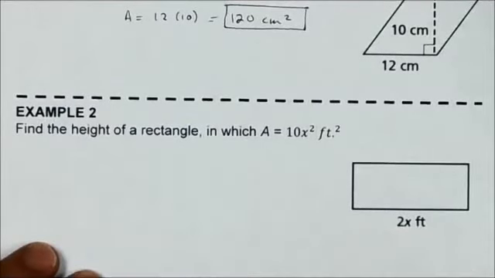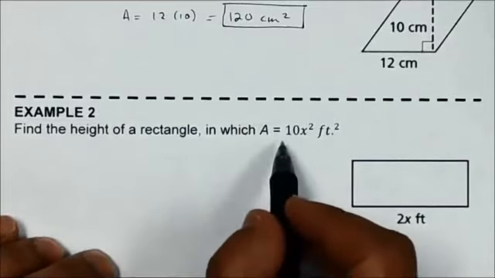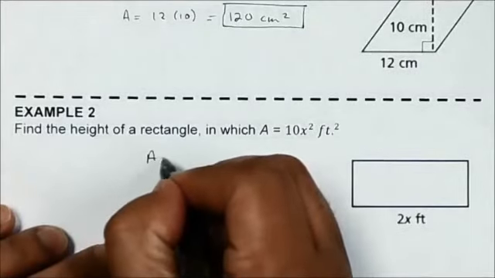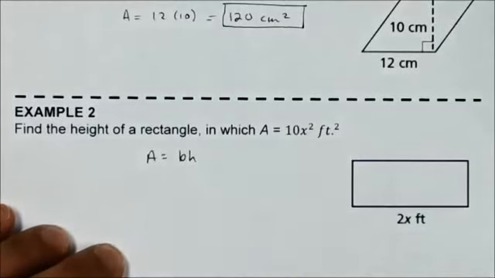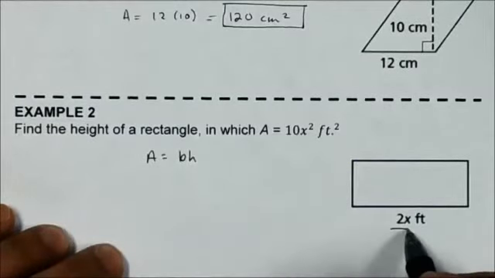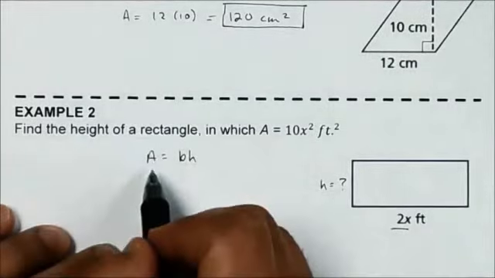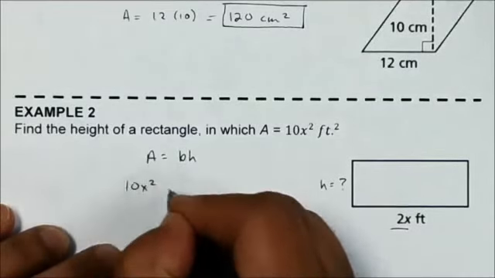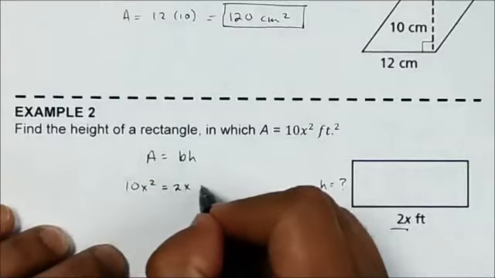is going to be a rectangle. Find the height of a rectangle in which the area is 10x squared feet squared. All right, so again, area. Now it is a rectangle, but it is a parallelogram, so I'm going to use base times height. The 2x would be my base. We need to solve for the height. All right, so I'm going to substitute the information I have. I know my area is 10x squared, and that's equal to my base of 2x times my height.